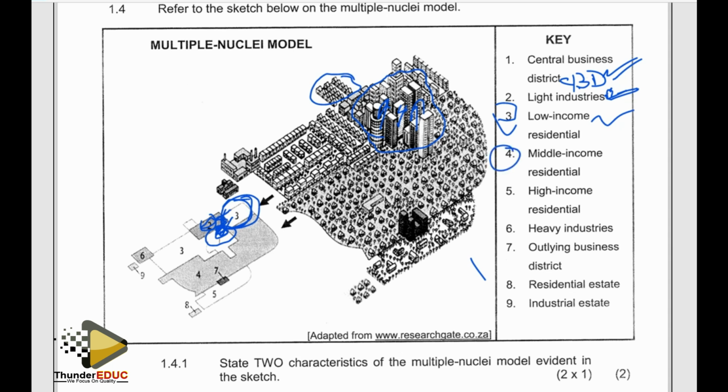Then we have middle income residential, which is number 4. Number 4, you can see where it is here, which is roughly this area here. You tend to find our middle income residential. So you are seeing that the middle income is now a little bit far away from the CBD and also the light industries. This middle income, remember, they have a better life, and hence they locate a distance away from activities in the industries, like in the light industries, and also they locate a distance from the CBD.